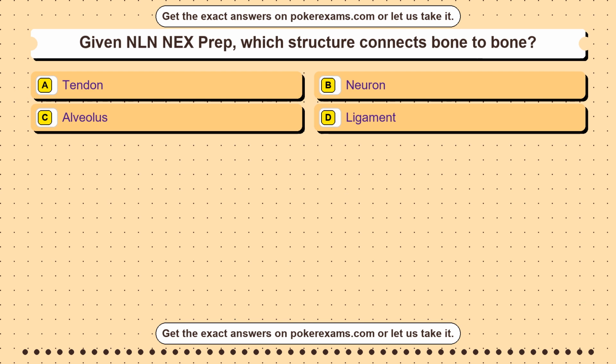Question 18. Given NLN NEX Prep, which structure connects bone to bone? Option A, tendon. Option B, neuron. Option C, alveolus. Option D, ligament.